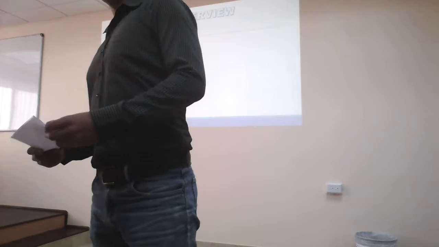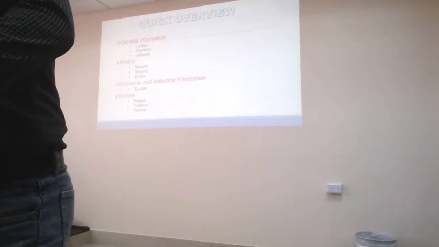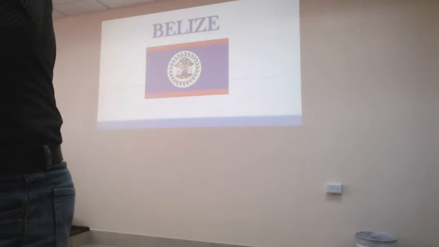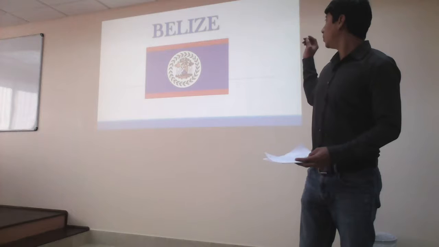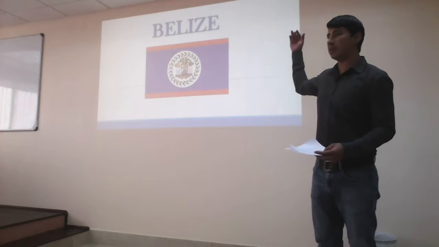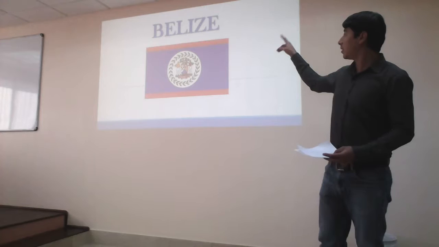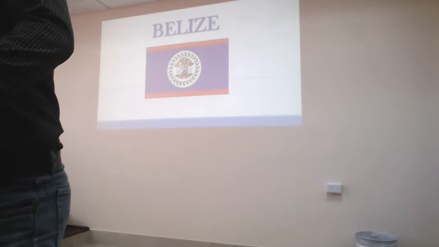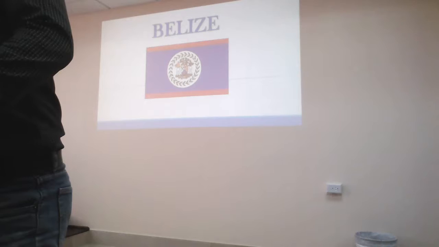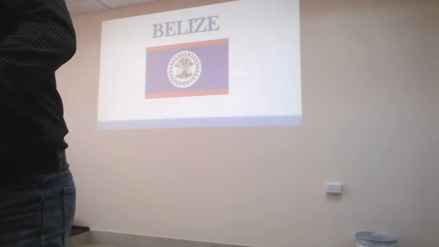Okay, before speaking of location, we go back to show and talk a little about the flag of Belize. The flag of Belize is a blue rectangle with two narrow red stripes at the top and the bottom. In the middle there is a white circle with the coat of arms of Belize. The capital of Belize is Belmopan, but the largest city is Belize City, where most of the people who live in Belize are located.